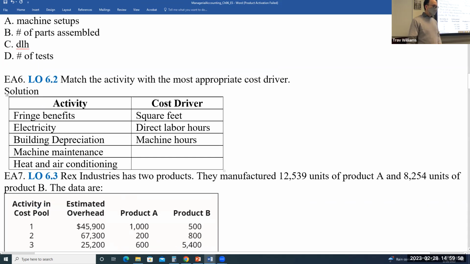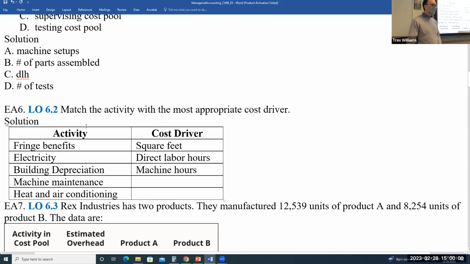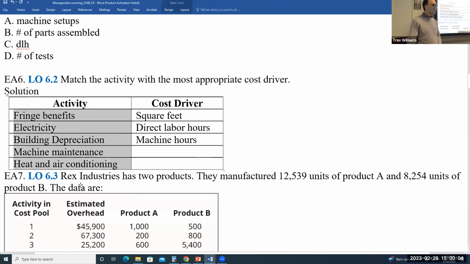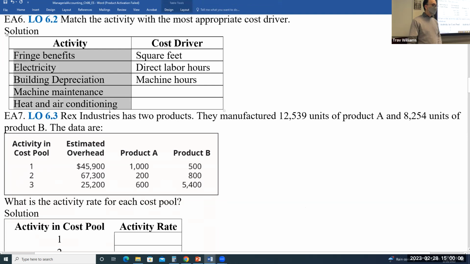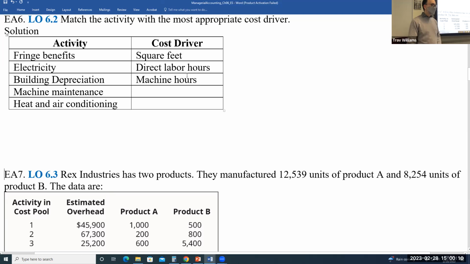So let's go to number 6. Match the activity with the appropriate driver. Okay, here we've got 6 activities and only 3 drivers. Right? So some of these drivers we'll get to use more than one time. The 3 drivers are square feet, direct labor hours, machine hours.